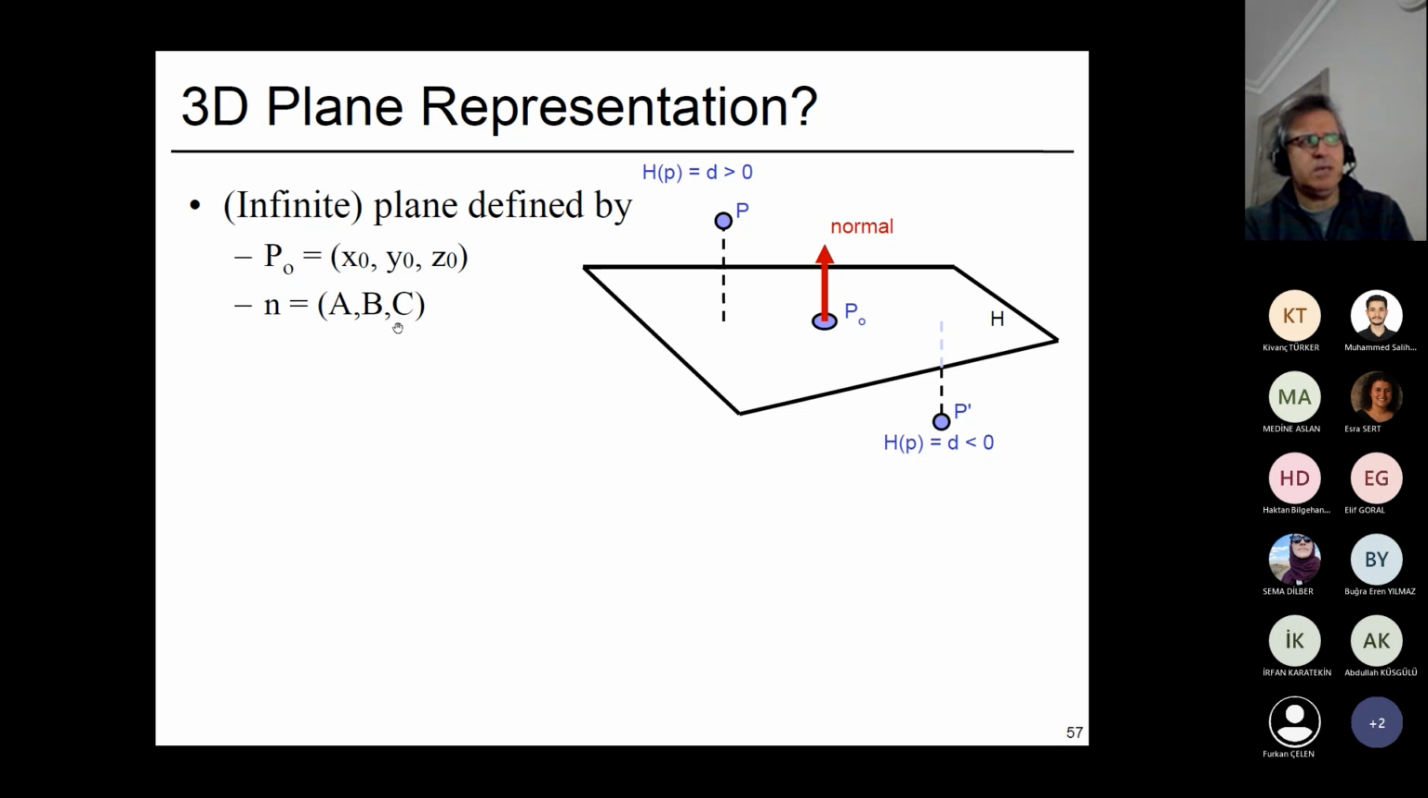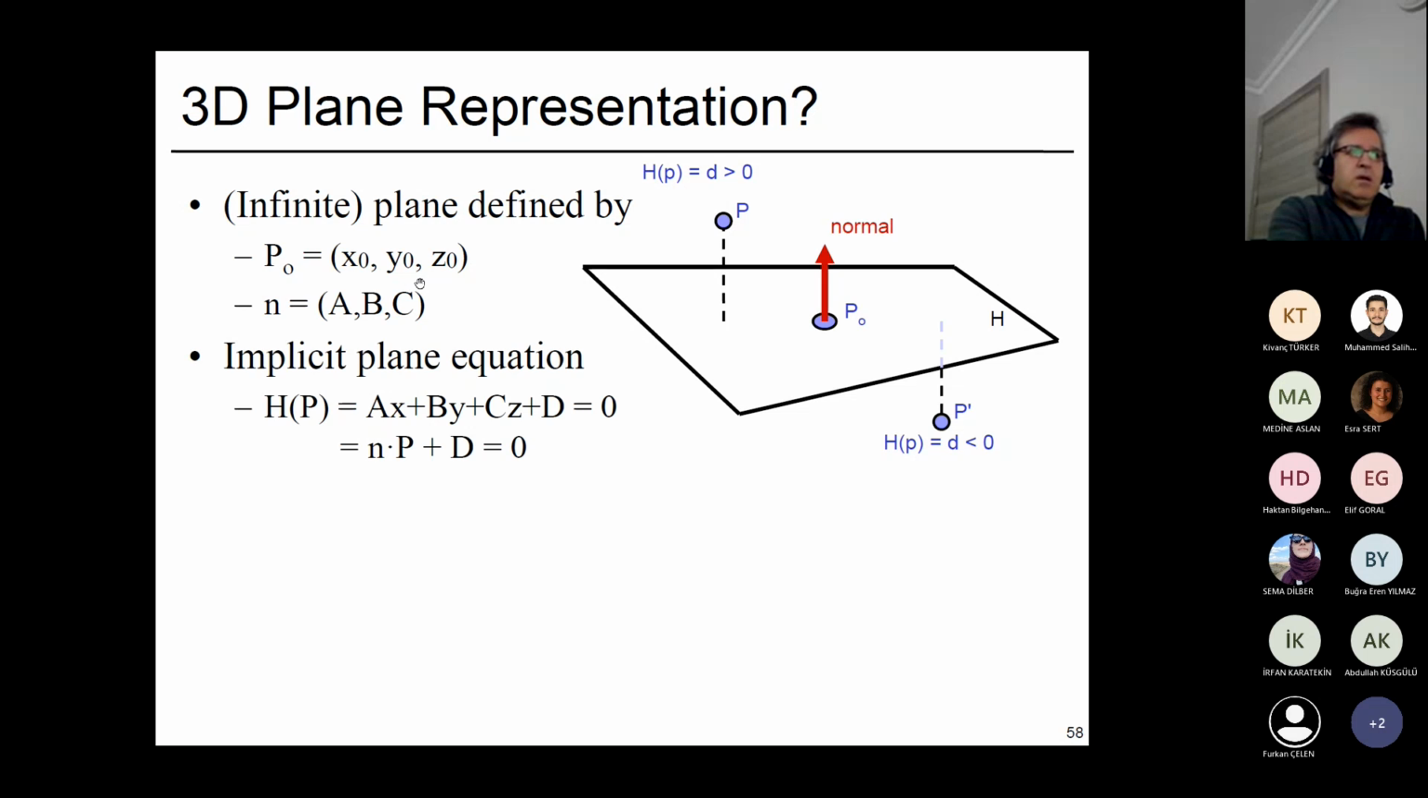So if the normal is (a, b, c), and the point on the plane is (x0, y0, z0), then we can have an implicit plane equation: ax plus by plus cz plus d equals 0. D is the distance of that plane from the origin of your world coordinate system, wherever that is. You can also represent it as n times p, where p is the point, plus d. Now, if the given point is on the plane, then you'll have a 0 here.